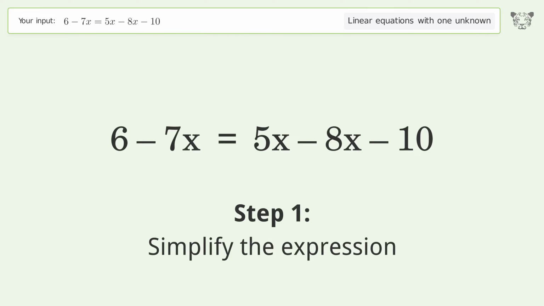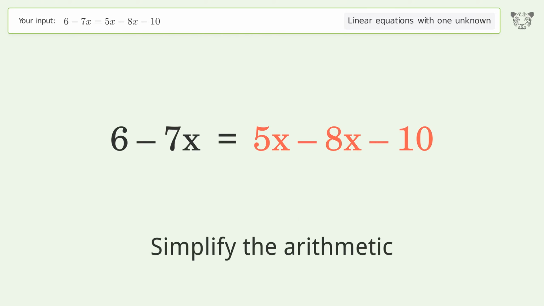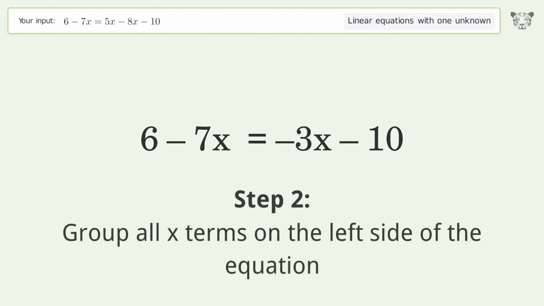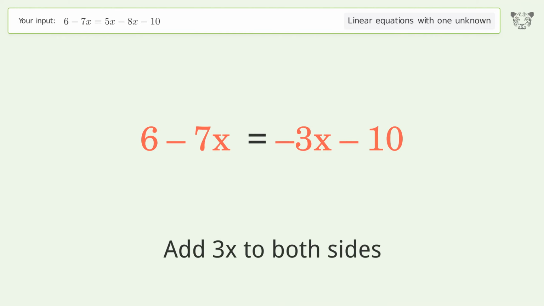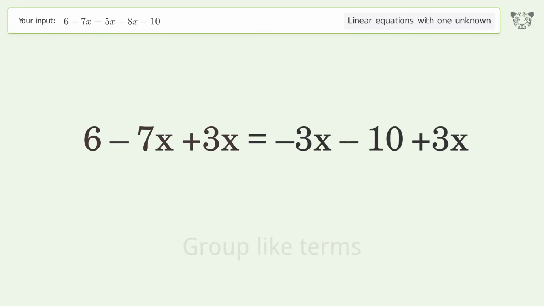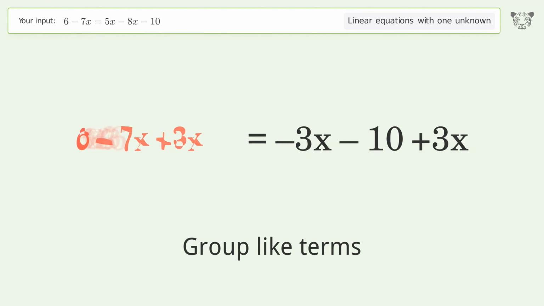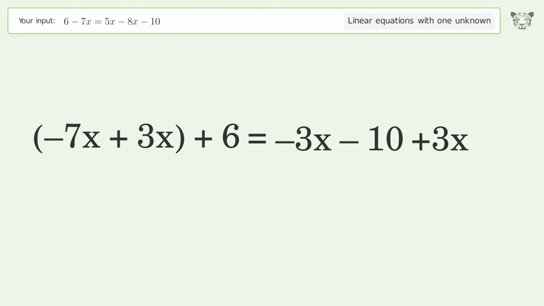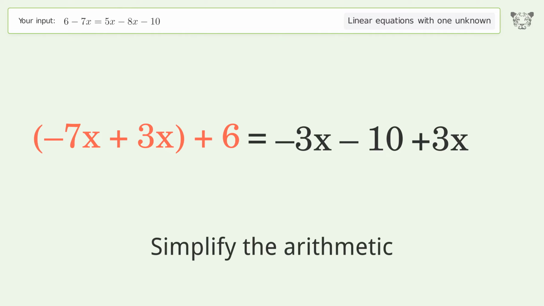Simplify the expression. Simplify the arithmetic. Group all x terms on the left side of the equation. Add 3x to both sides. Group like terms. Simplify the arithmetic.